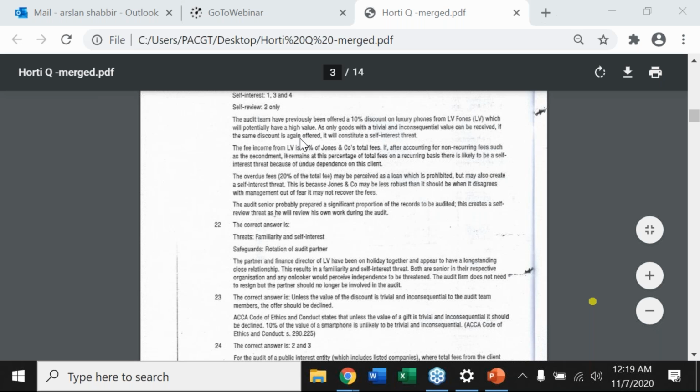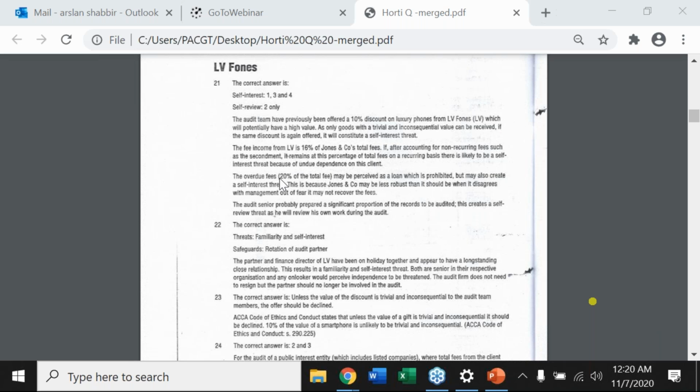So if the same discount is again offered, it will constitute a self-interest threat. The fee income from LV is 16% of the firm's fees, so there is a self-interest threat again because fees are more than 15%. The overdue fees of 20% may be perceived as a loan, which is prohibited. So it is also a self-interest threat.